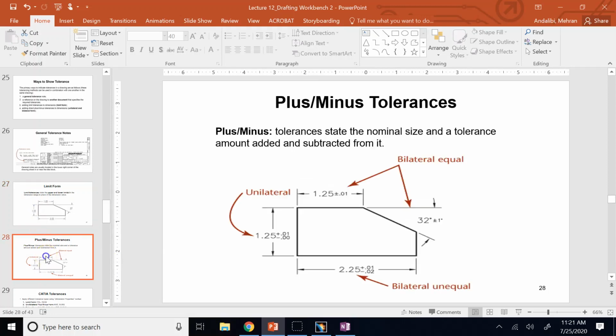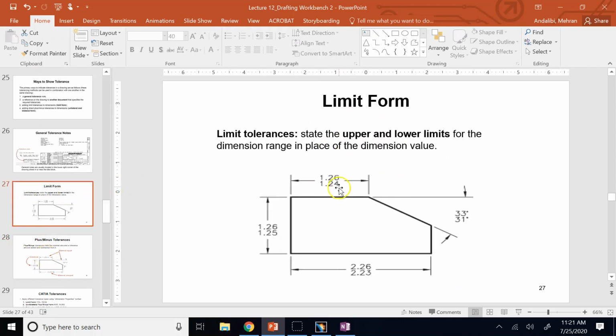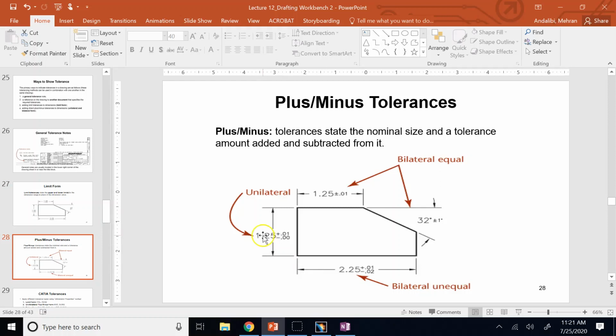Which one do I recommend you use? Plus minus. Why? Because in the limit form you never see the actual dimension that the designer was shooting at, right? You never see what we call the nominal dimension. And it's not always the average of the max and min dimension, the upper or lower limits. That's not always the case. So if this is 1.24 and 1.26, it doesn't mean the nominal was 1.25. In this case, it is, but look at this one. It's 1.25, 1.26. So you might say, well, the designer wanted 1.255, right? No, he wanted 1.25.